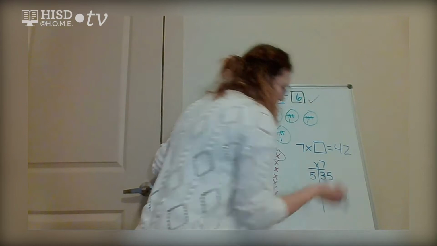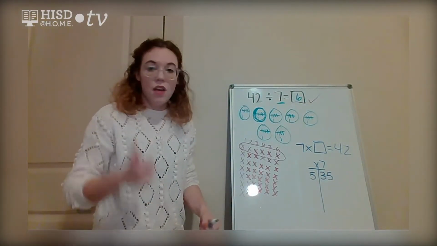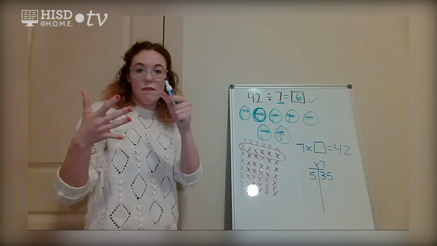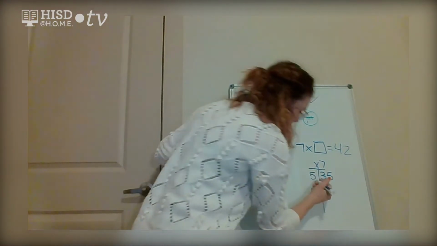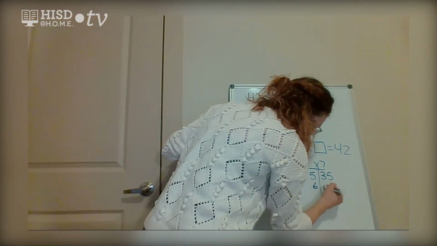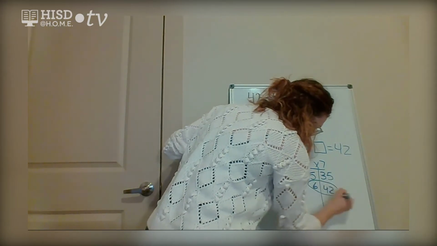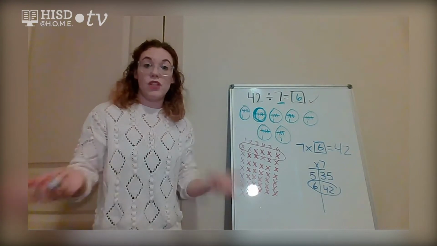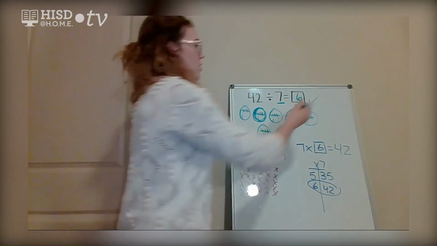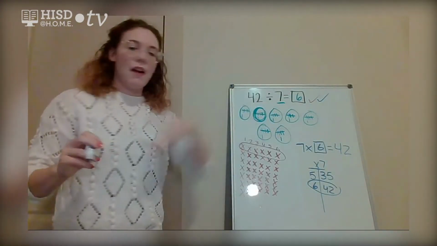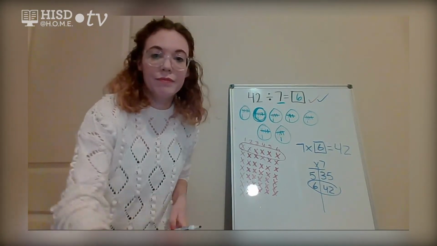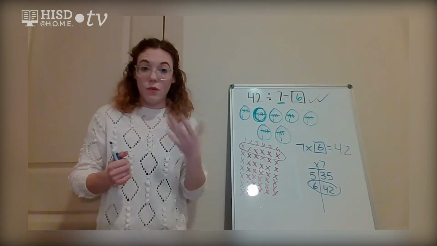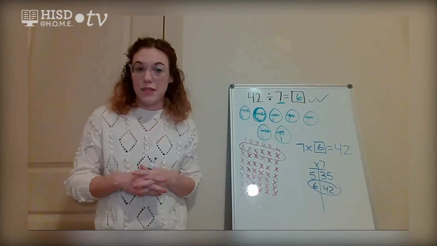Now I just need to add 7 to that. 35, 36, 37, 38, 39, 40, 41, 42. So 6 times 7 is 42. I already found my answer by using facts I know and multiplication to help me solve it. So it looks like 42 divided by 7 is 6. Now we're going to use these strategies and a few different ones to solve a few word problems now.